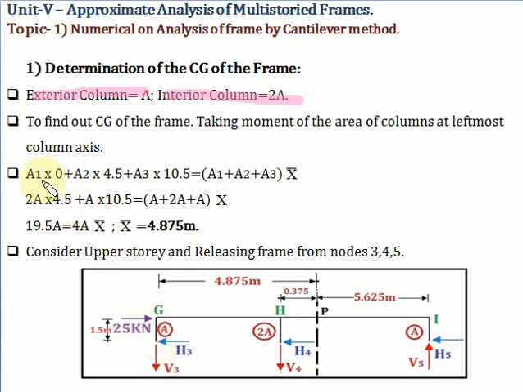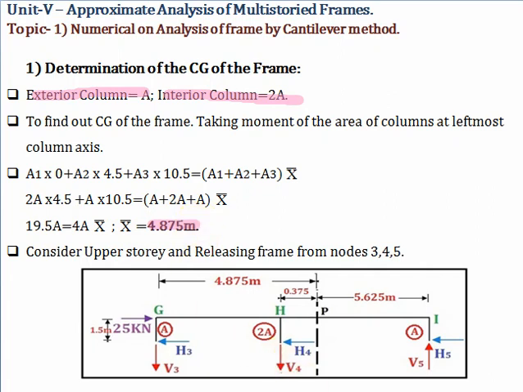So A1 into 0 because the distance is 0, A2 into the distance 4.5, then A3, this third column, into 10.5, the total distance, equal to A1 plus A2 plus A3 into X bar. Now what is the area of first column? It is twice A. Area of second column is twice A. Area of third column is A. Putting the values of A1, A2 and A3, we get X bar as 4.875.